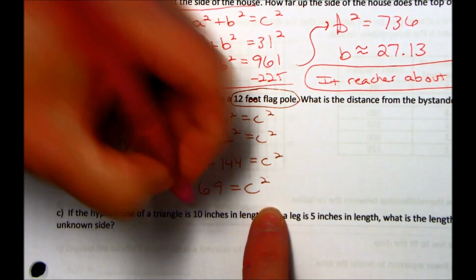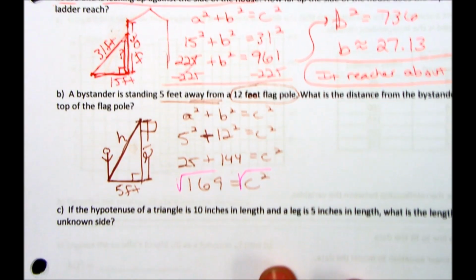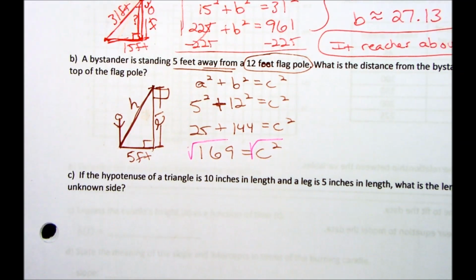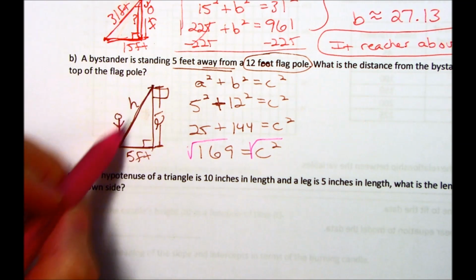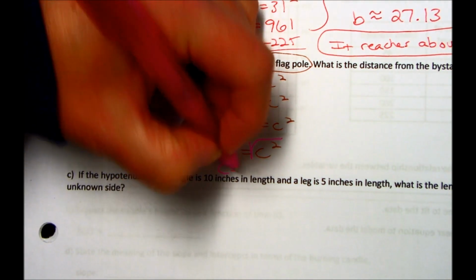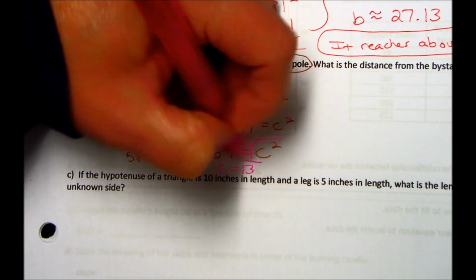So then when I take the square root of both sides, now normally when you solve a square root equation and you take the square root of both sides, you would get a positive and negative value. However, this is a distance or a length, so you're only going to use the positive. It would only make sense to have a positive answer. So the square root of 169 is 13.